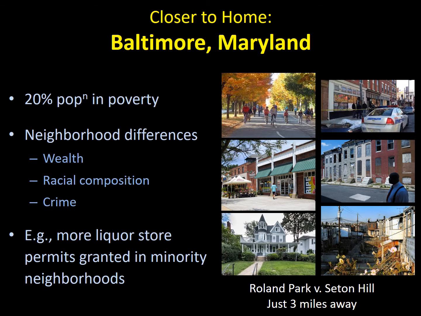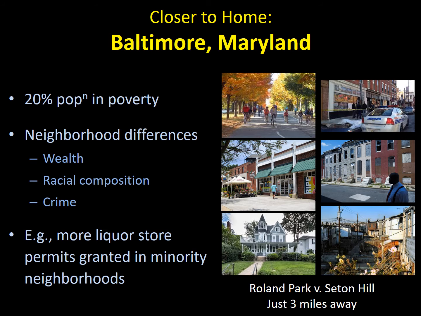Within Baltimore, 20% of the population lives in poverty, but there are huge neighborhood differences in wealth distribution, in crime statistics, and in racial composition of the residents of these neighborhoods. And the government seems to perpetuate these differences in neighborhood quality. One example is that the municipal government of Maryland chooses to issue more liquor store permits in neighborhoods predominantly inhabited by people of color. And they issue fewer liquor store permits in neighborhoods that have traditionally been inhabited by white people.